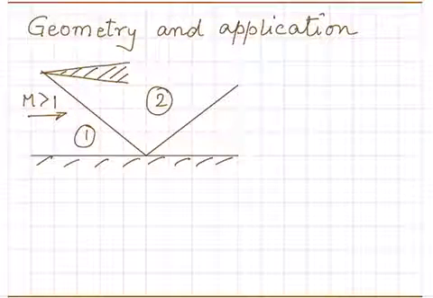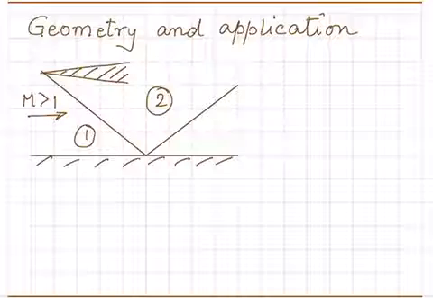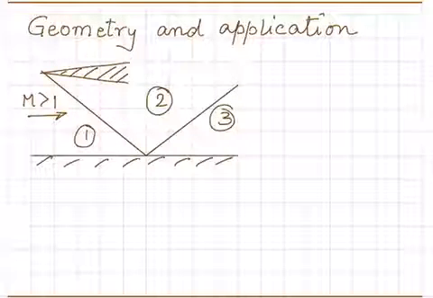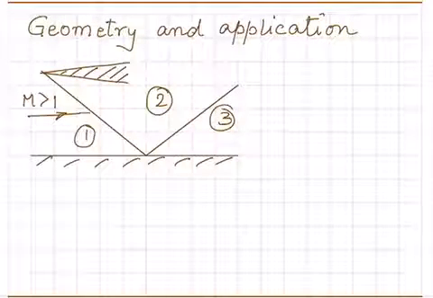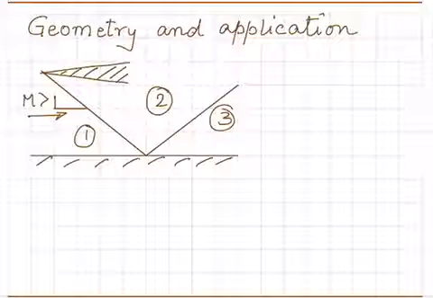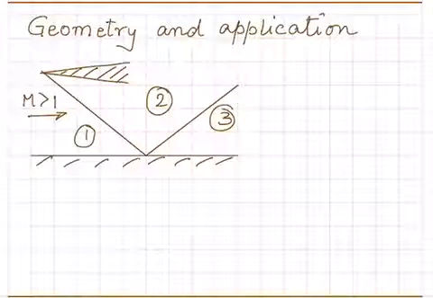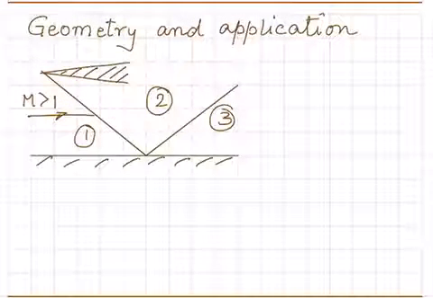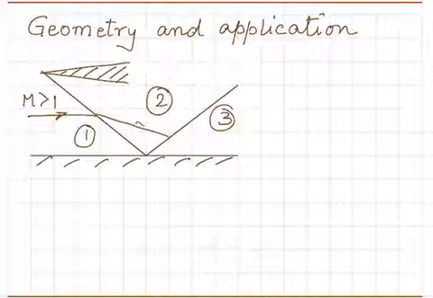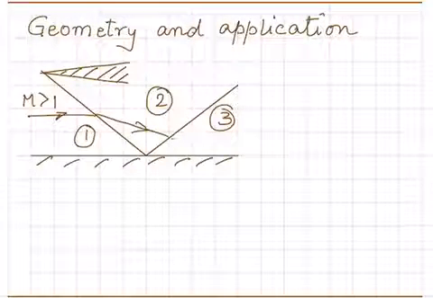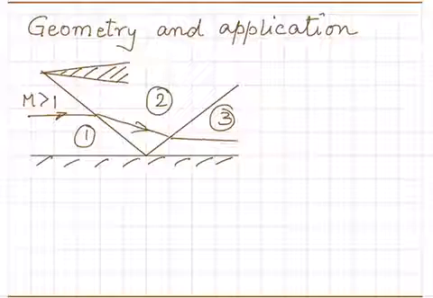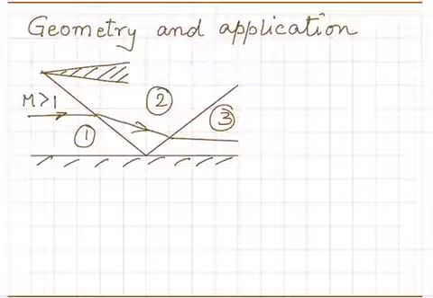And the reflected shock gives another pressure rise. So the flow goes from being horizontal to an inclined flow because of the first shock, and then again is turned horizontal by the second shock.